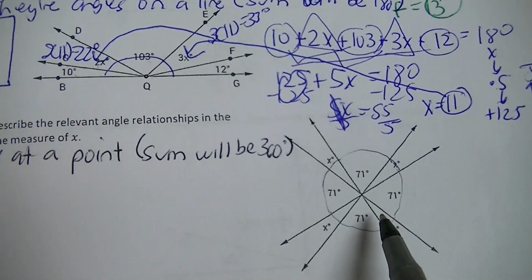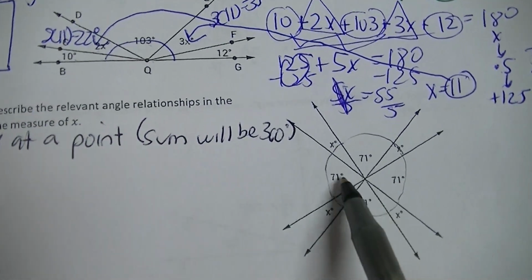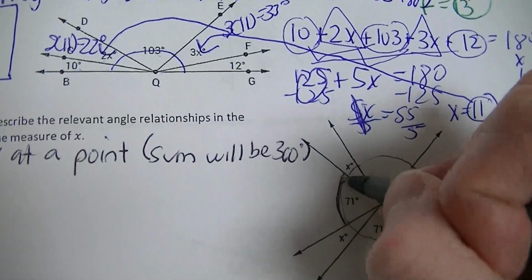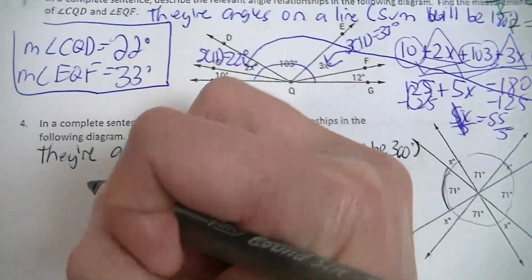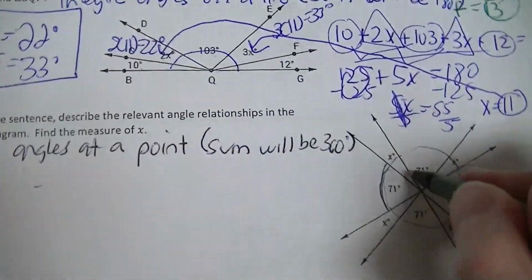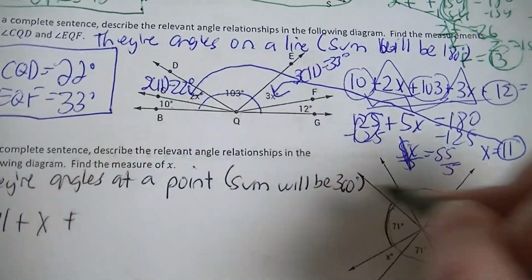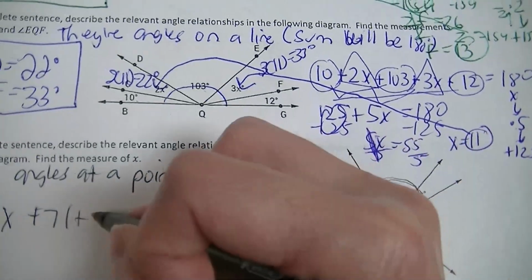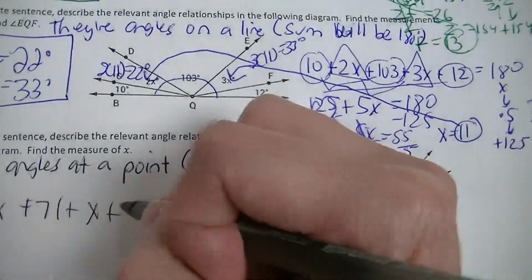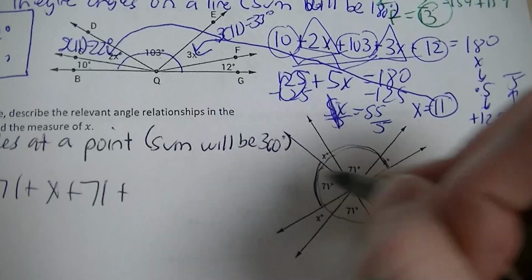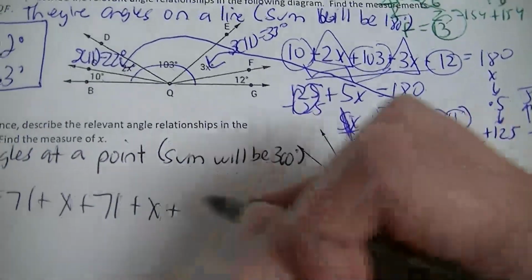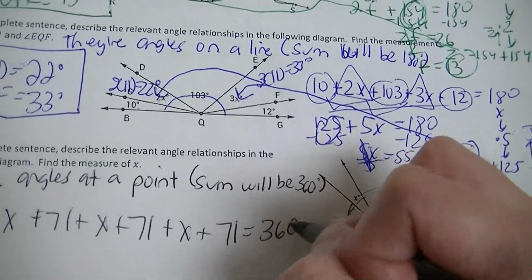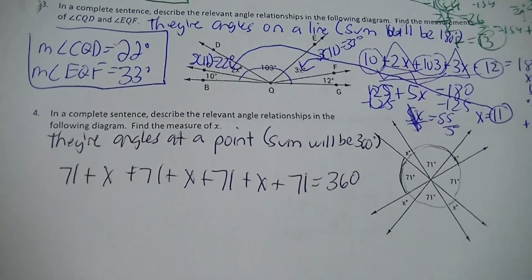So all the x's. Let's set up an equation, okay? So I'm going to start with, I don't care the order, but I'm just going to try to do it in an orderly fashion so I don't forget one. 71. Leave myself room. Plus x plus 71 plus x plus 71 plus x plus 71. And their sum, like you should remember, is 360 degrees. Okay, before building it, so I'll simplify it.